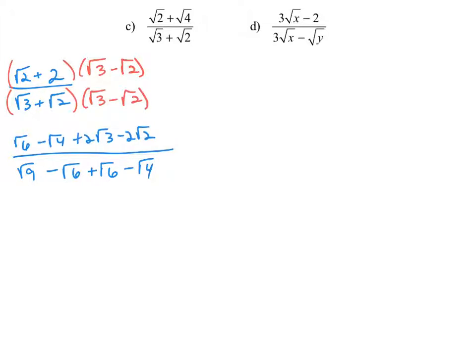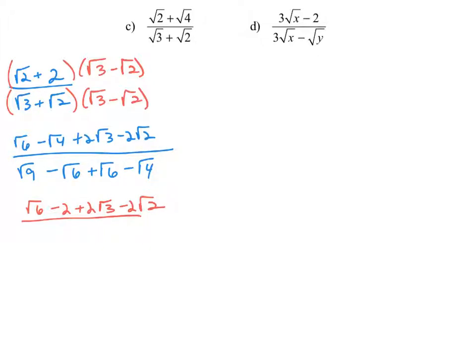Let's simplify the numerator and the denominator. We have the square root of 6 minus 2 plus 2 times the square root of 3 minus 2 times the square root of 2. Now this cannot be simplified. There are no like terms. In order to have like terms with radicals, you have to have the same index and the same radicand, and that's not the case for any of those.